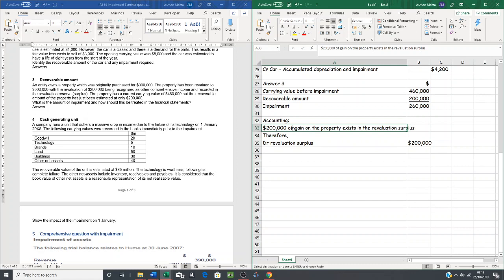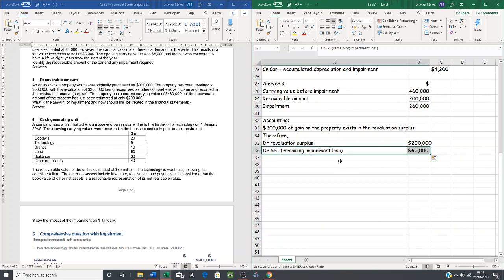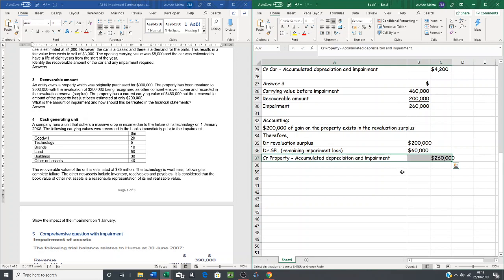200,000 of the gain on the property exists in the revaluation surplus, and therefore we're going to set off 200,000 against it first. How much is left after settling 200,000? 60,000 pounds worth of loss, isn't it? That will go to the statement of profit or loss, the remaining impairment loss. And then we are going to charge 260,000 pounds against the carrying value of the asset.